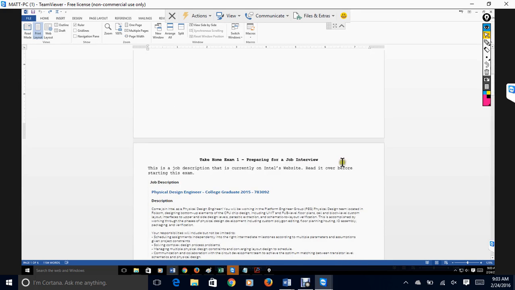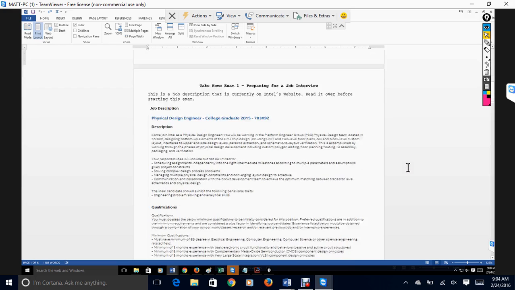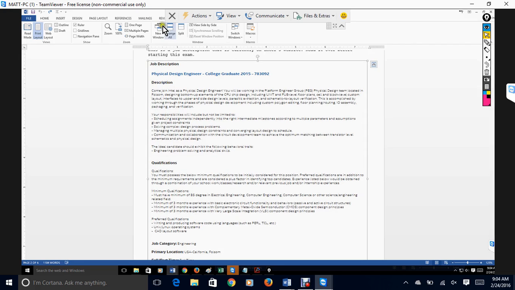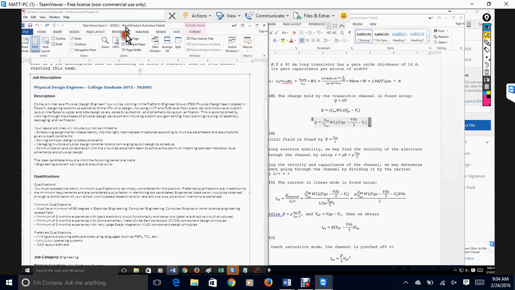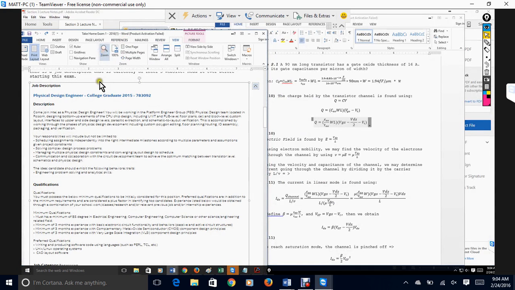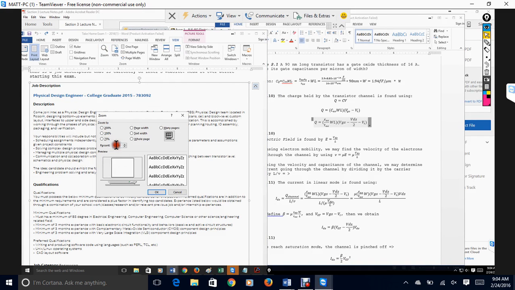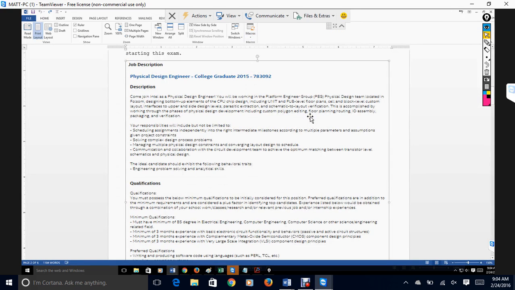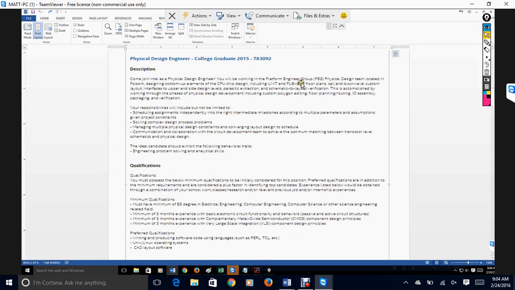So the first part, I've phrased it as though you are preparing for a job interview and then actually doing a job interview. For step 1, I have found an actual solicitation on Intel's website for a currently existing job, meaning you could actually apply for this job right now, especially if you're a graduating senior. It's their physical design engineer position at the platform engineering group in Folsom.